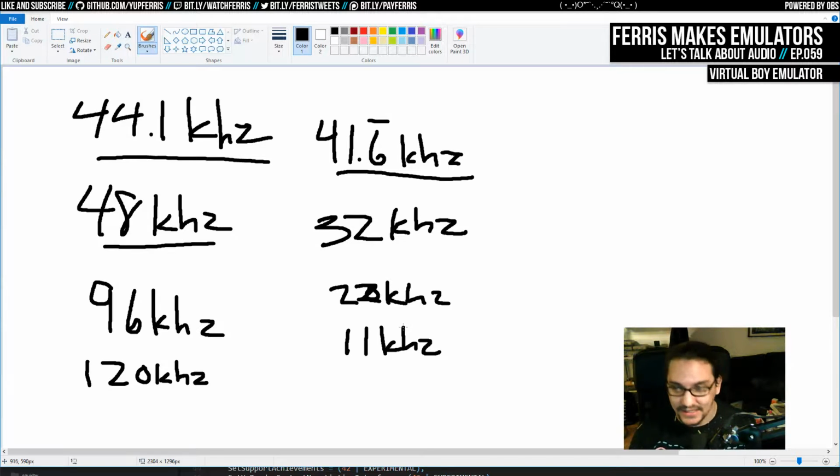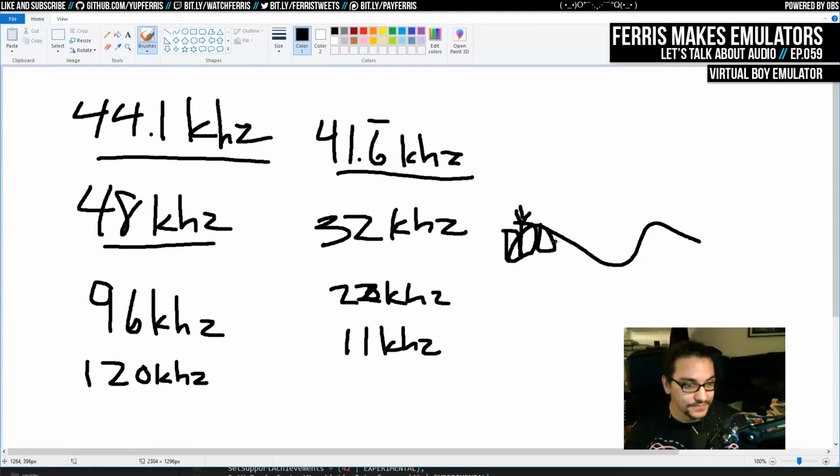And what this actually means, again, is they're representing a wave in discrete pieces, and it's how many pieces there are per second. That's all it means.